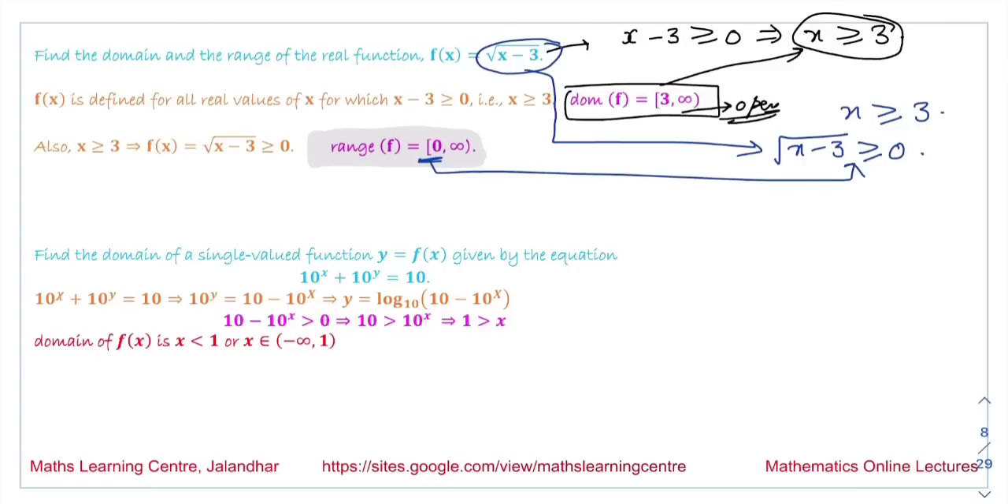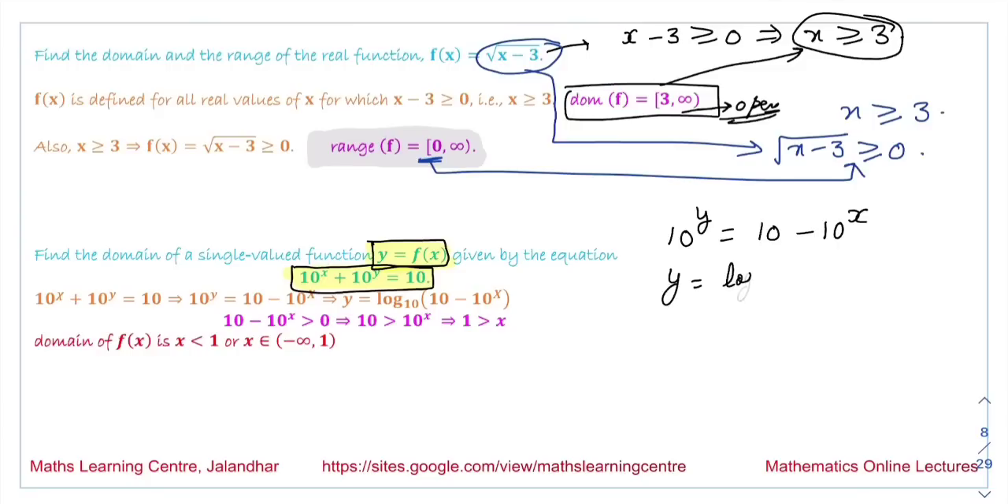Next is find the domain of single valued function y is equal to fx given by 10 raised to the power x plus 10 raised to the power y is equal to 10. So this function y is equal to fx is given, and how is it defined? It is 10 raised to the power x plus 10 raised to the power y is equal to 10. So we are writing 10 raised to the power y is equal to 10 minus 10 raised to the power x. So the value of y is equal to log to the base 10 of 10 minus 10 raised to the power x.